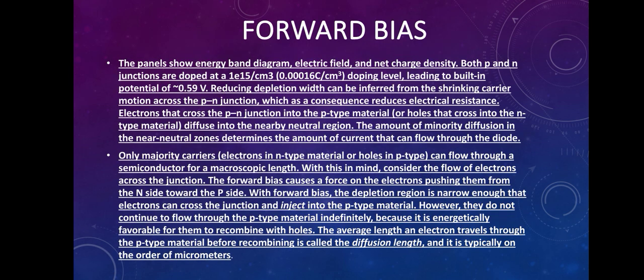Forward bias. The panel shows energy band diagram, electric field and net charge density. Both P and N regions are doped at a 1e15 per centimeter cubed doping level, leading to a built-in potential of 0.59 volts.